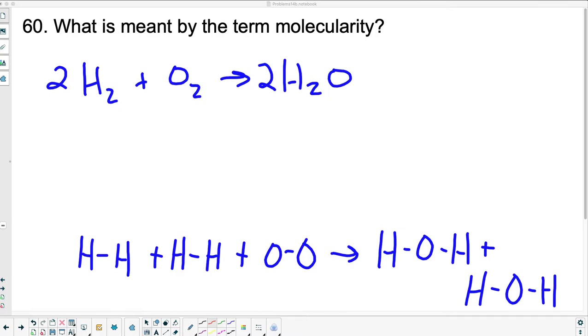Okay, class, continuing on with 14b problems. Let's get started with number 60. It says, what is meant by the term molecularity?